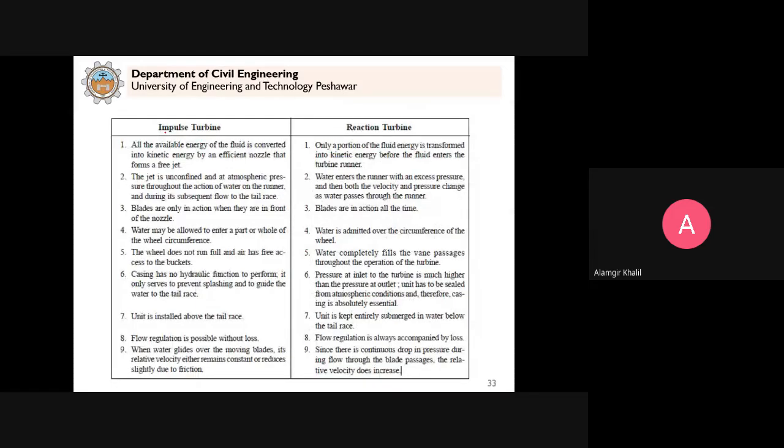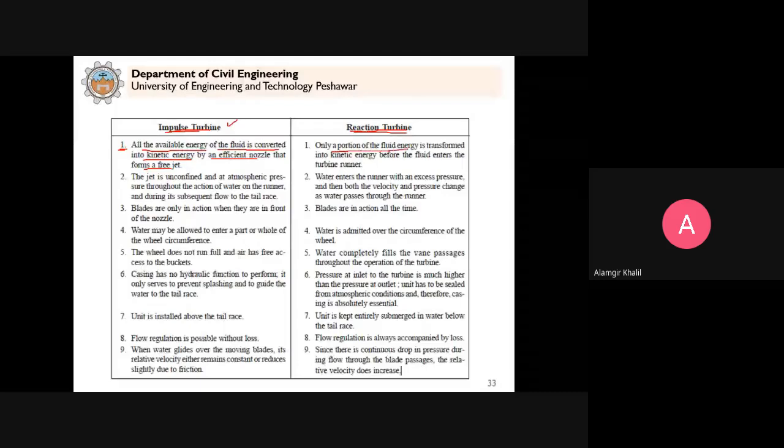This is the difference between the impulse turbine and the reaction turbine. I already explained the working of the two types of hydraulic turbines. So you can study by yourself. For example, you can see if we consider this number 1, all the available energy of the fluid is converted into kinetic energy by a nozzle that forms a free jet. So that's why the nozzle is an integral part of the impulse turbine. But there is no nozzle in the reaction turbine. See, in the reaction turbine, you did not see any nozzle.